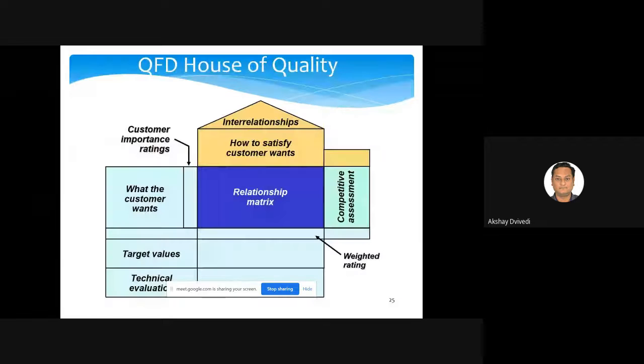For that, I have a simple figure to explain this concept to you. Can you see slide number 25? I do not know whether the slides are changing for you or not. Yes, sir. Perfect. So this is what you know as a quality function deployment matrix.